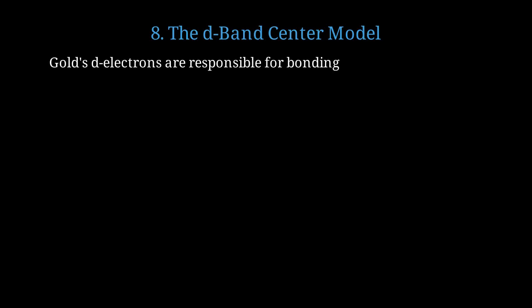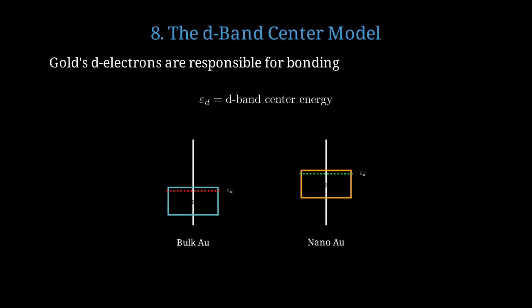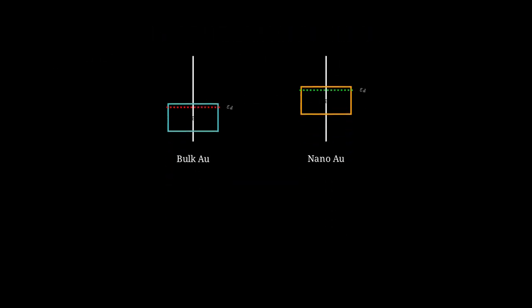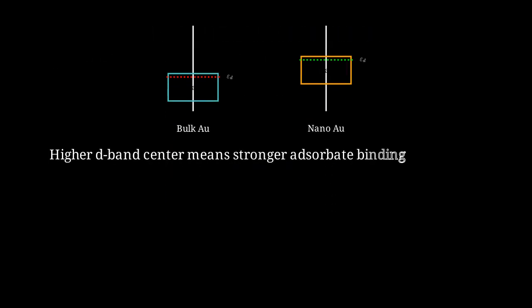Scientists use the D-band center model to predict and understand nanoparticle reactivity. Gold's d electrons play a crucial role in forming chemical bonds with adsorbed molecules. The D-band center is the average energy of the d electron states relative to the Fermi level. In nanoparticles, the D-band center shifts upward in energy, bringing it closer to the Fermi level and increasing reactivity. When the D-band center moves up in energy, molecules bind more strongly to the gold surface, facilitating catalytic reactions.